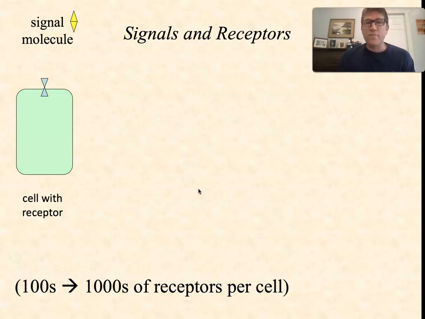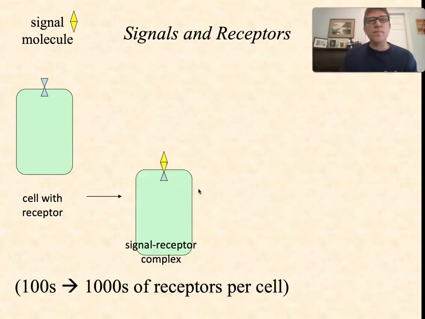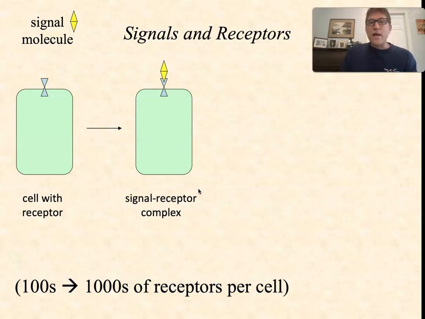These are transmembrane proteins that have an extracellular domain that's going to interact with the signal, and an intracellular domain that's going to interact with some sort of a signal relay system, and we'll look at those shortly. So if we've got a signal molecule, that's what's in yellow in the top left, and we've got a cell with a receptor, the first step is to create what's called a signal receptor complex, where the signal and the receptor bind together tightly. They have a very positive fit.